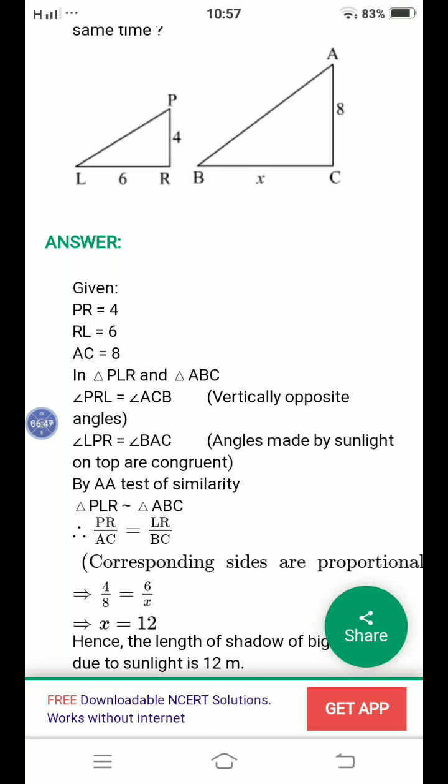By cross multiplying, we will get the length of the bigger shadow due to sunlight. So that is, 4 by 8 is equal to 6 upon X. That will be X is equal to 12. So 12 meters is your answer.